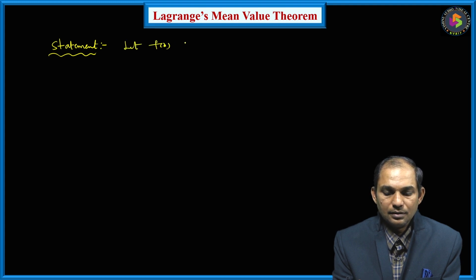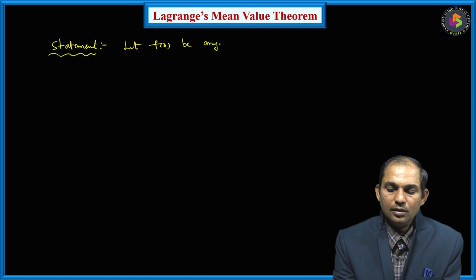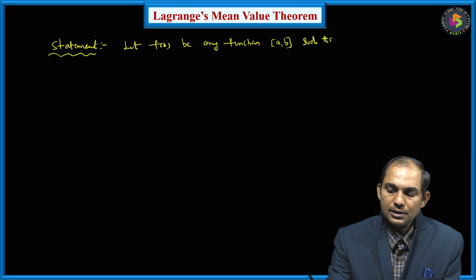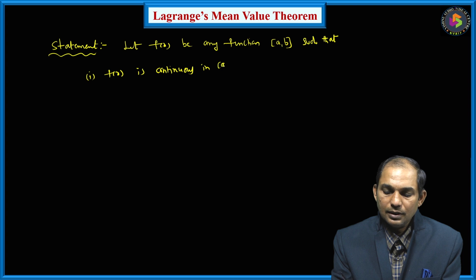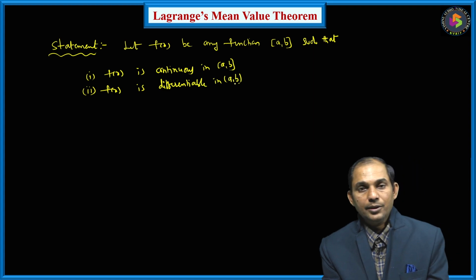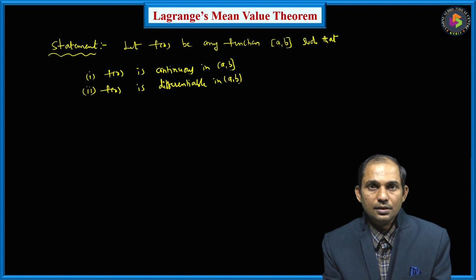Let f of x be any real valued function defined in the closed interval a comma b such that it must satisfy two conditions. First, f of x is continuous in the closed interval a comma b, and the second, f of x is differentiable in the open interval a comma b. Unlike in Rolle's theorem, here we are not going to consider the third condition.